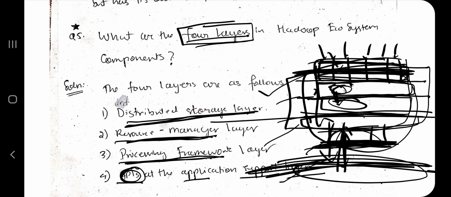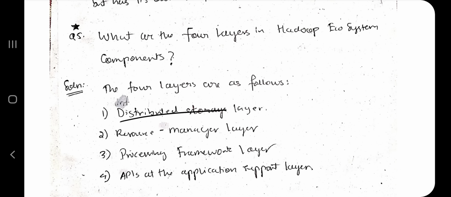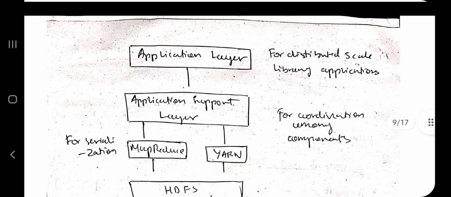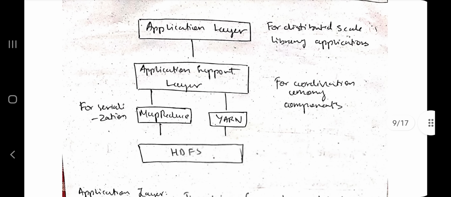So these are the four layers in Hadoop. Distributed storage at the top, and below two will be the resource manager and the processing framework. At the end, it will be the API application support layers. Okay, so this is a very brief diagram I have drawn.